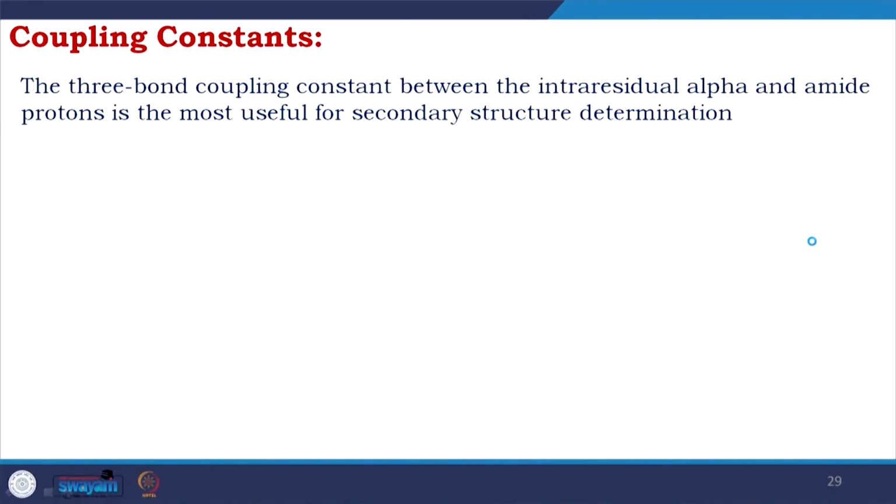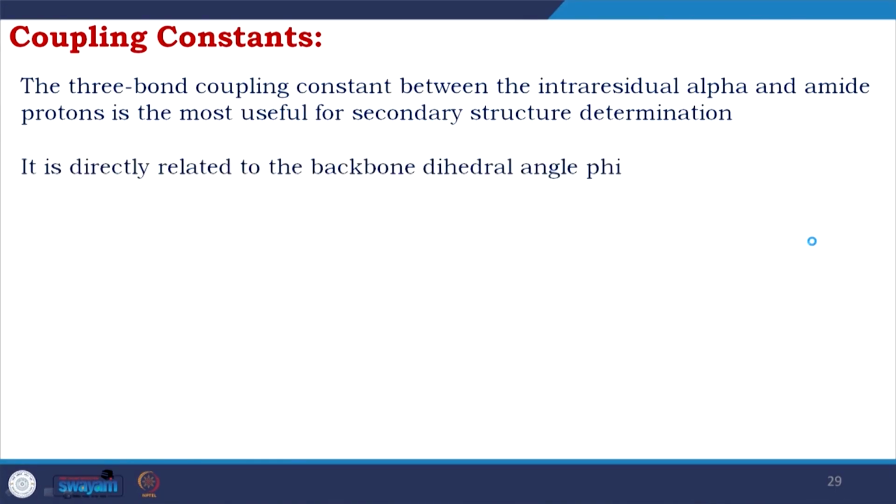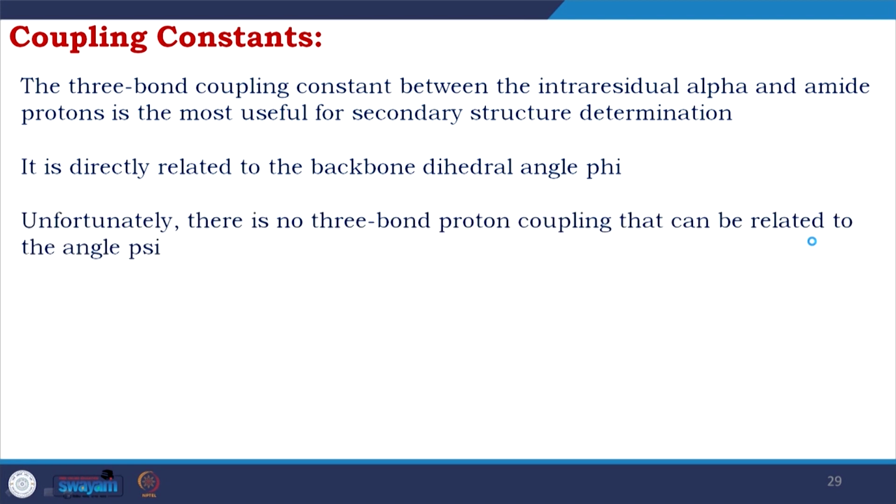So, what information is there and how we use that, we have already discussed, but we just want to culminate the knowledge here on how we are using them to solve the protein structure. The 3-bond coupling constant between the intra-residual alpha and amide protons is the most useful for secondary structure determination. It is directly related to the backbone dihedral angle phi, but unfortunately there is no 3-bond proton coupling that can be related to the angle psi.